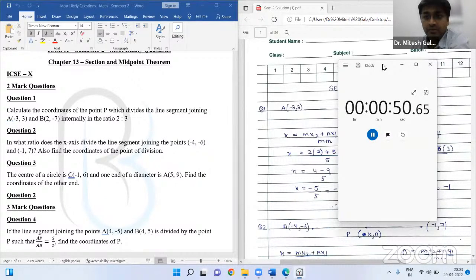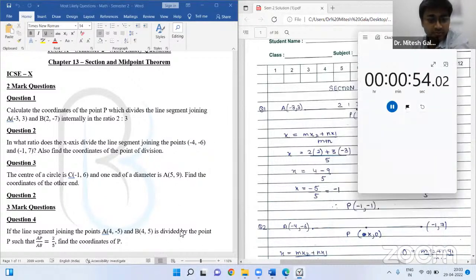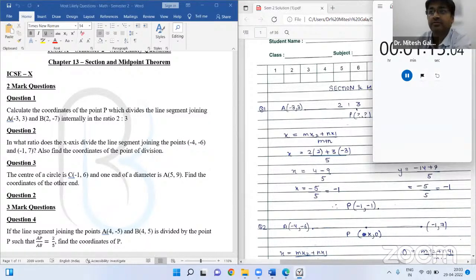Sir, I got the answer. Wow. Sir, I also got the answer. That's quick, less than a minute. Good job. Done, sir. We'll wait for another 20 seconds for everybody and then we'll go ahead. Chalo, let's look at the solution for the second one.